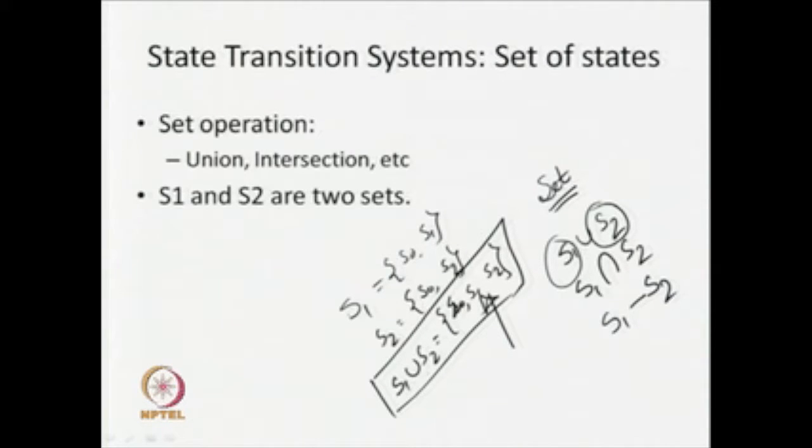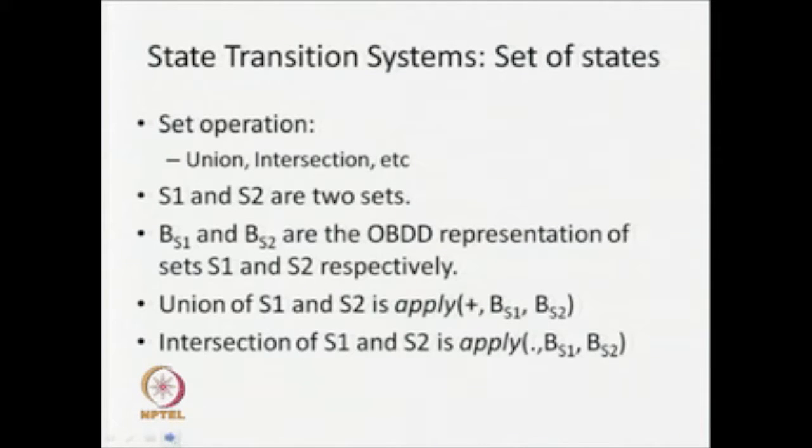But if I already have the ROBDDs for these two sets, can I use some algorithm or operation so that I can directly get S1 union S2? It is possible. So, how are we going to do it? Say S1 and S2 are two sets. Now, we say that B_S1 and B_S2 are the OBDD representations of sets S1 and S2 respectively. So, B_S1 is the ROBDD representation of S1 and B_S2 is the ROBDD representation of S2. Now, if we are going to take the union of S1 and S2, we can construct it with the help of this operation.